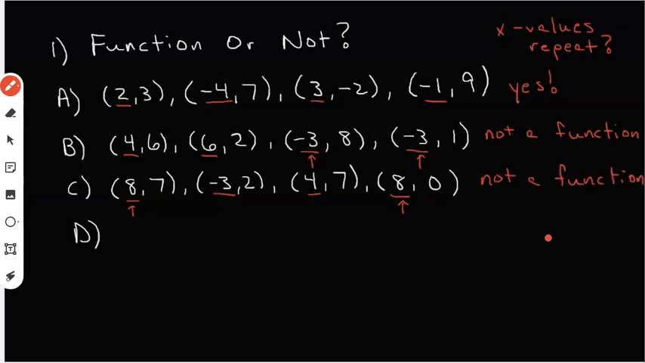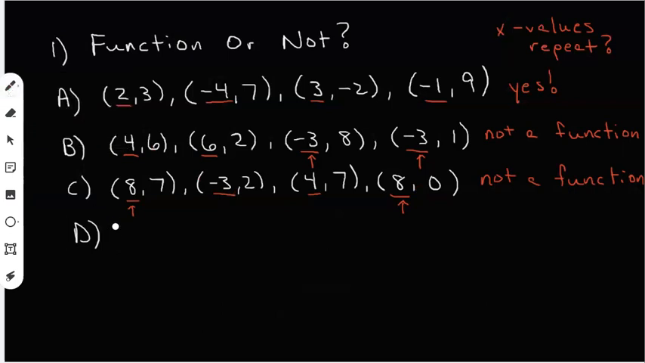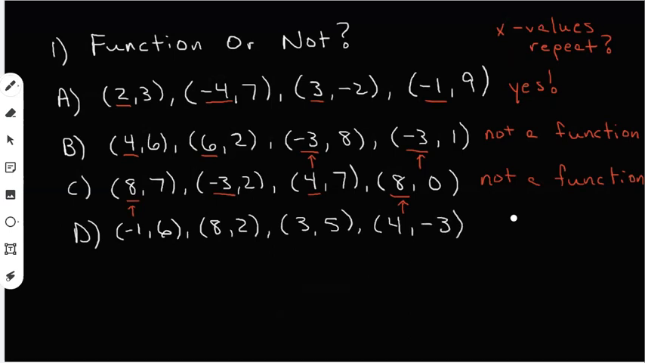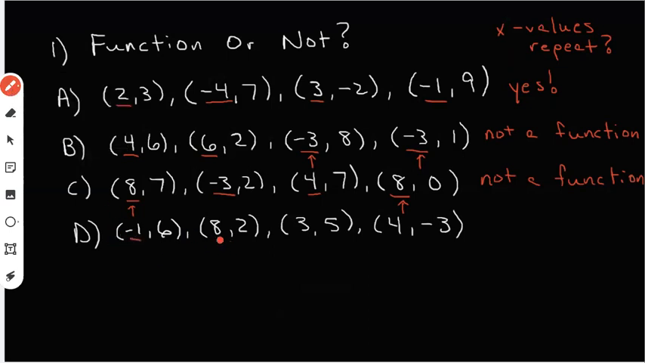That's correct. Exactly. And now we're going to look at the last answer choice, D. For this one, we have (-1, 6), (8, 2), (3, 5), and (4, -3). Now that I've got all my ordered pairs, I'm going to underline all the X coordinates that we find. I'm going to do them all in red. So negative 1, 8, 3, and 4.